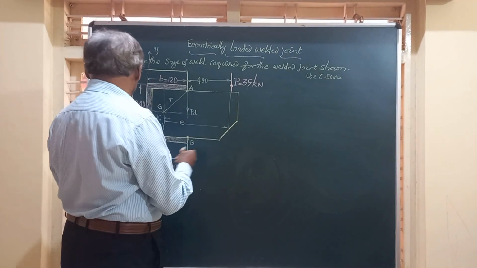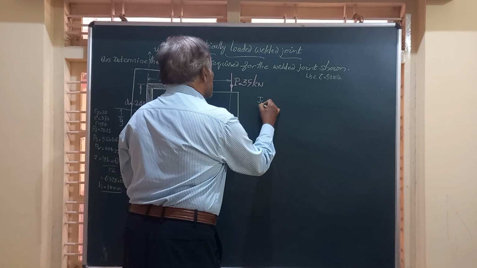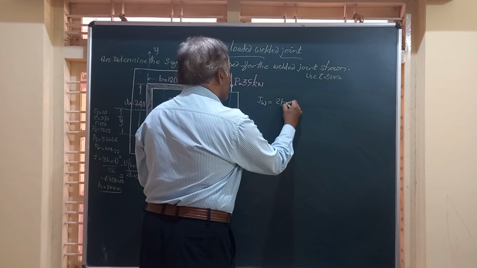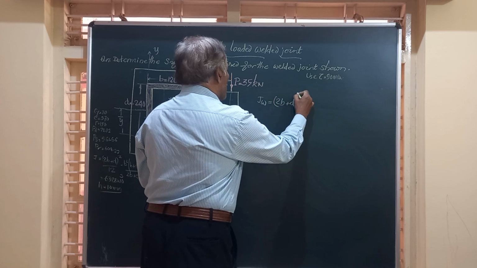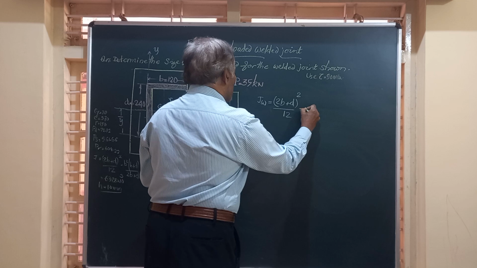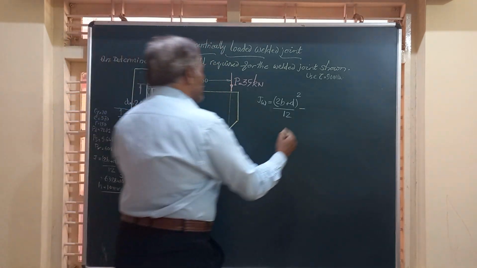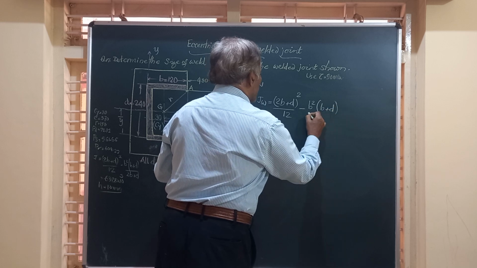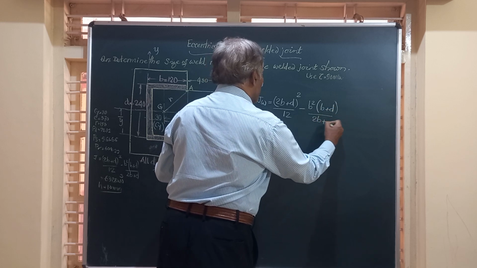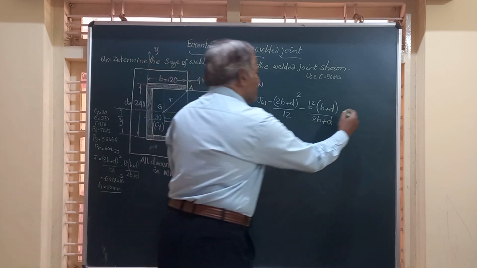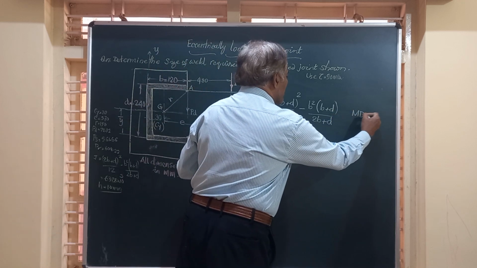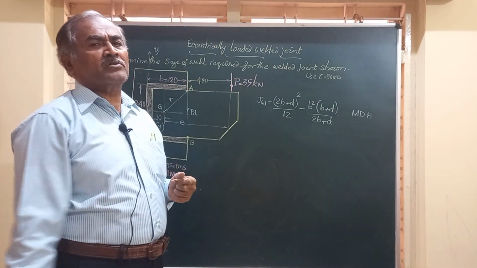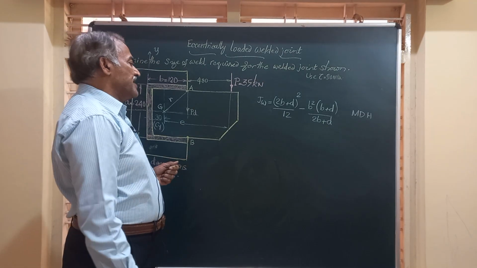JW equal to the polar moment of inertia, which is (2B plus D) whole square by 12 minus B square into (B plus D) divided by (2B plus D). Friends, this formula is again available in MDH. This big formula one cannot remember, and that's the advantage of using a machine design data handbook.